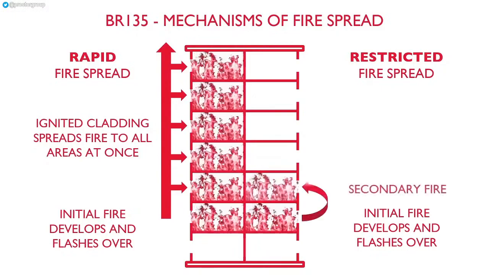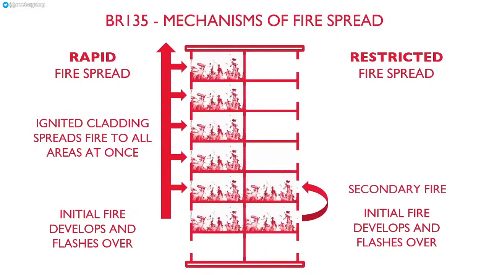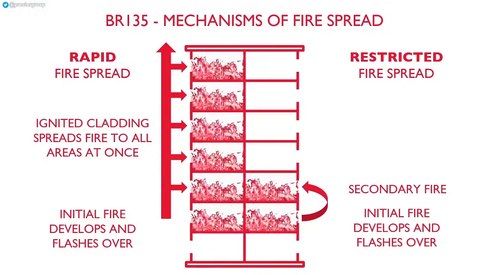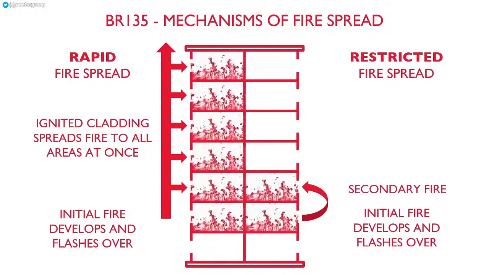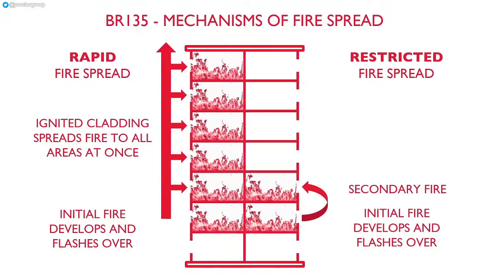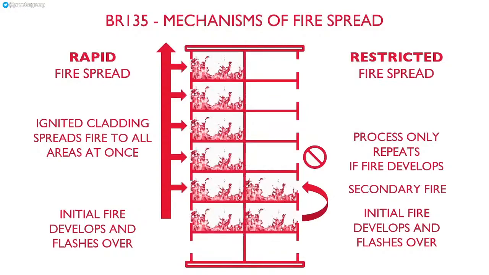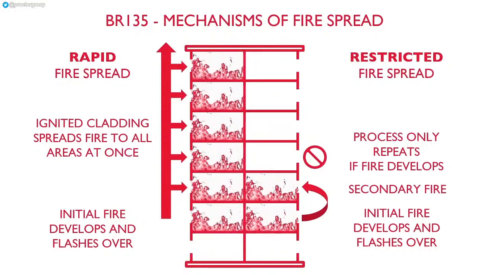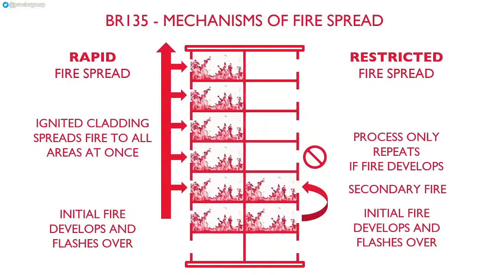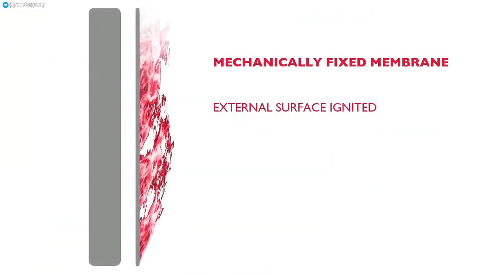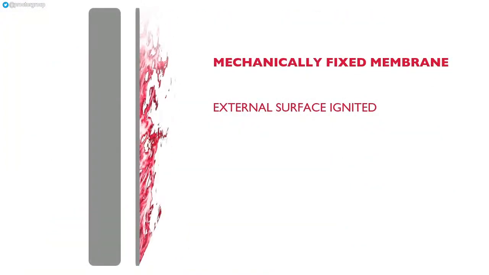In cases of restricted fire spread, the initial fire develops and flashes over, but it is then either contained or will ignite a single secondary fire directly adjacent. The fire will only develop further if this secondary fire also develops. This is a much slower process. Let us consider solely how the membrane in façade construction reacts to fire.